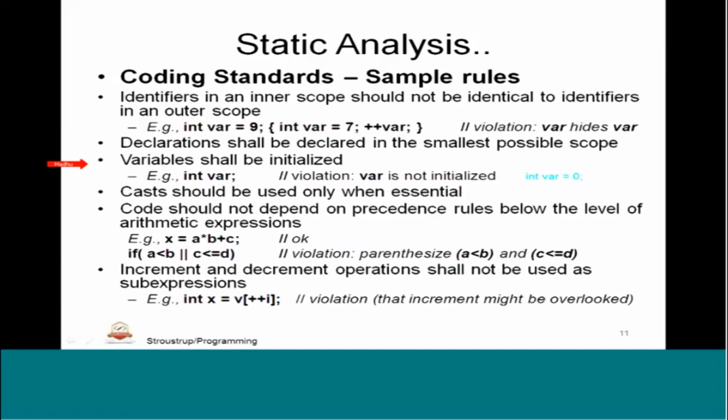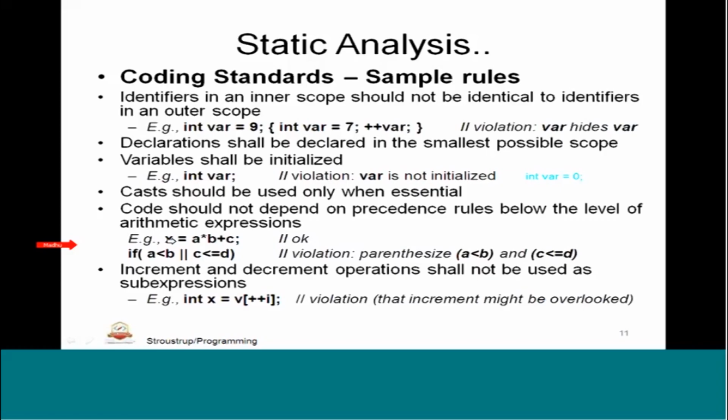Next one, casts should be used only when essential. Unless otherwise needed, we should not be using typecasts. Code should not depend on precedence rules below the level of arithmetic expression. So we should not have a dependency on the precedence. We should always try to see the implied behavior of the program, and based on that, we need to have precedence rules defined.